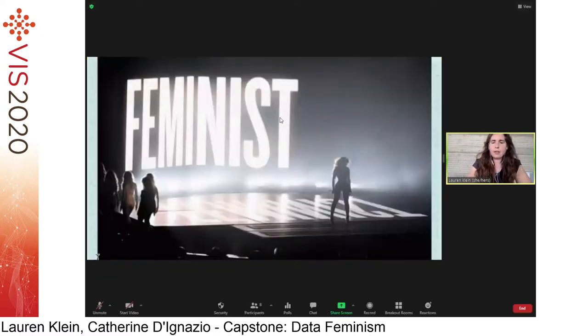So, feminism, it means a lot of things to a lot of different people. And so I just wanted to spend a few minutes at the outset doing some level setting just about how we use the term in the book and what this means for visualization.